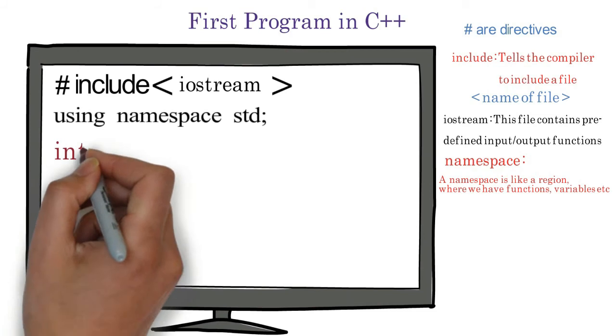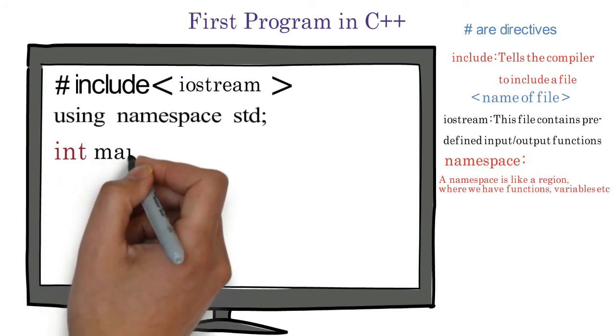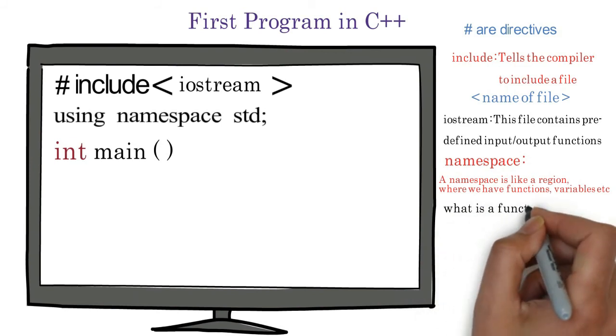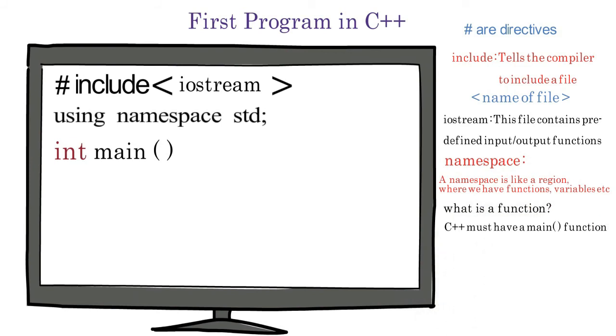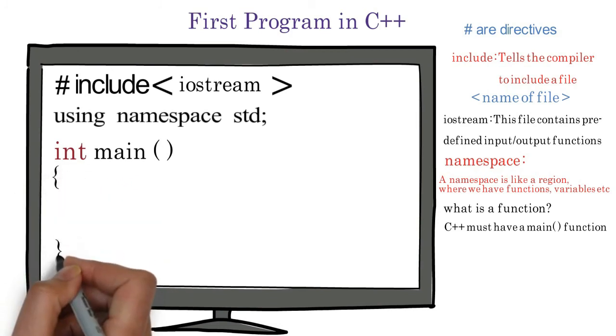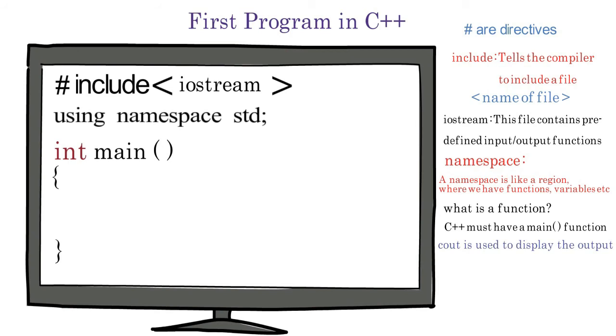The next step is main function. What is a function? A function is a group of statements that are designed to perform a specific task. Every C++ program must be written in a function, and the name for that function is main. The execution of a C++ program starts with the main function. The operations that we are to perform are written here in an opening and closing curly brackets.